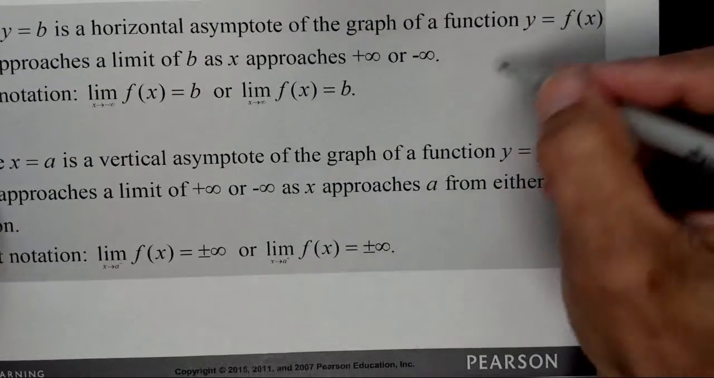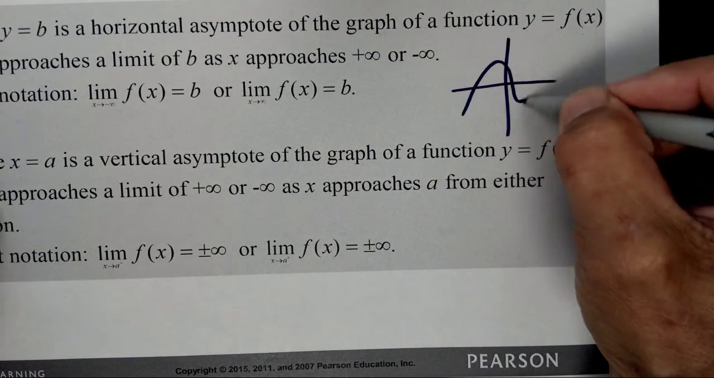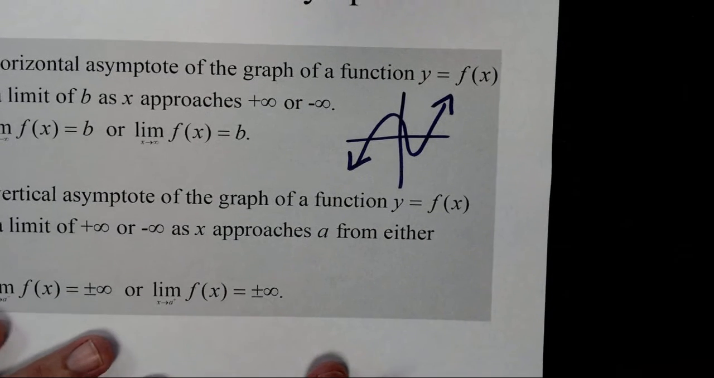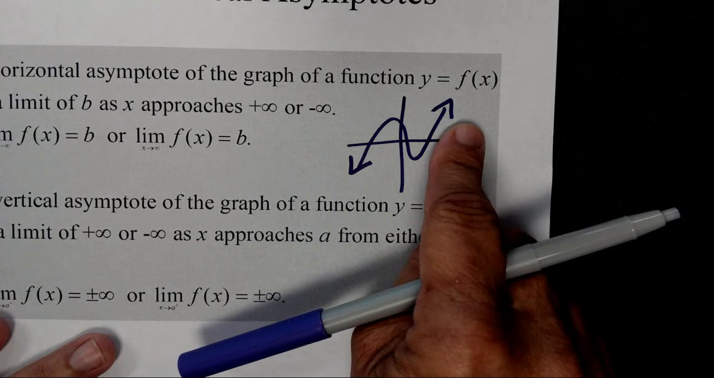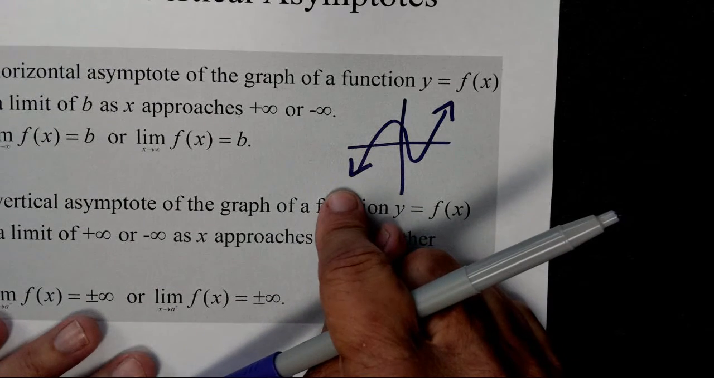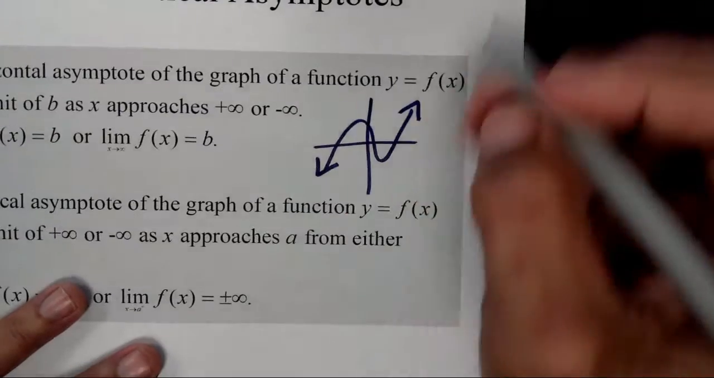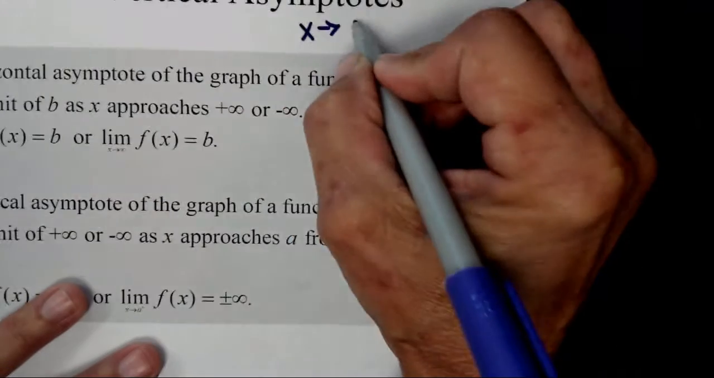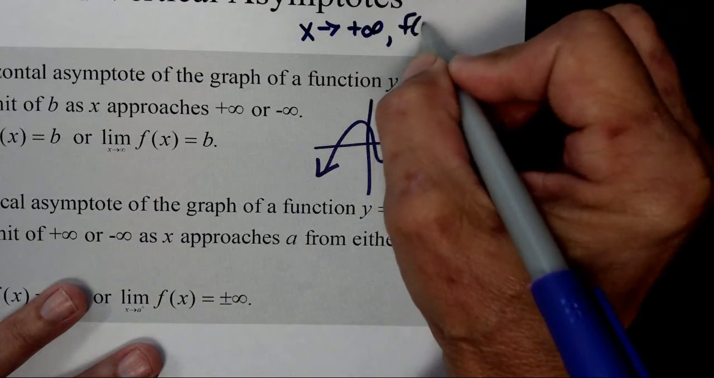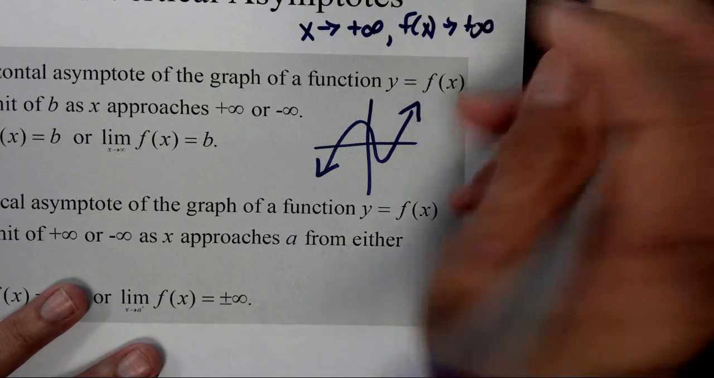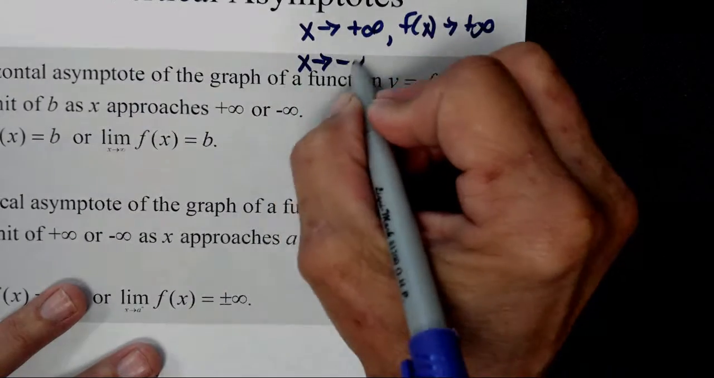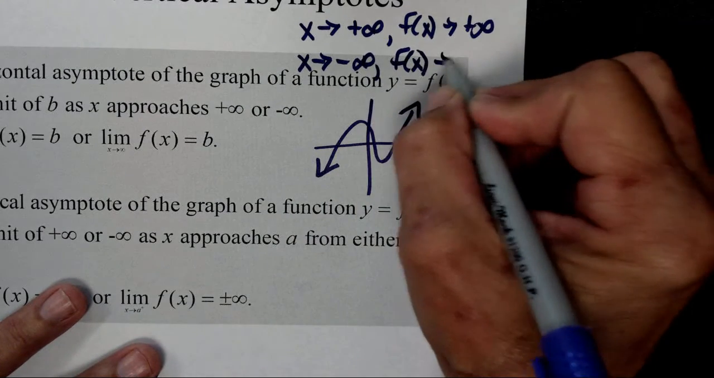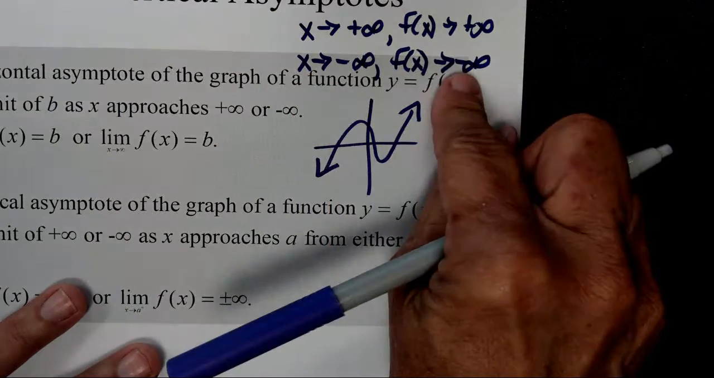So, let's go back to a graph that looks like this. Do y'all remember us asking you what is the right behavior and what is the left behavior? So, to the right, this graph is going up. And to the left, this graph is going down. And we would write this. As x approaches positive infinity, f of x approaches positive infinity. To the right, the graph is going up. And as x approaches negative infinity, f of x approaches negative infinity. To the left, the graph is going down.